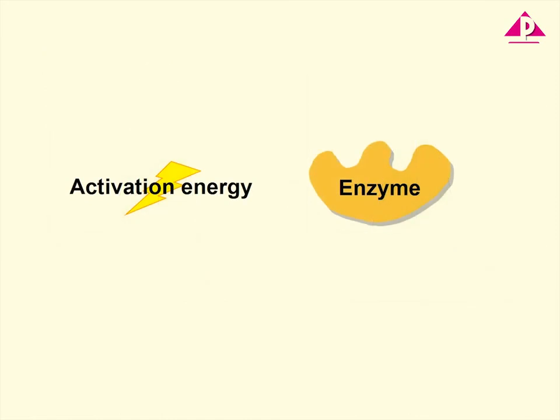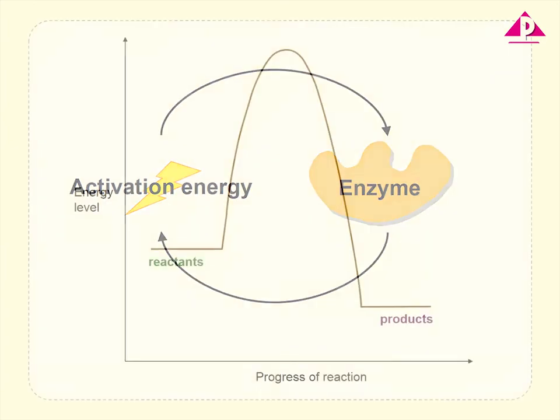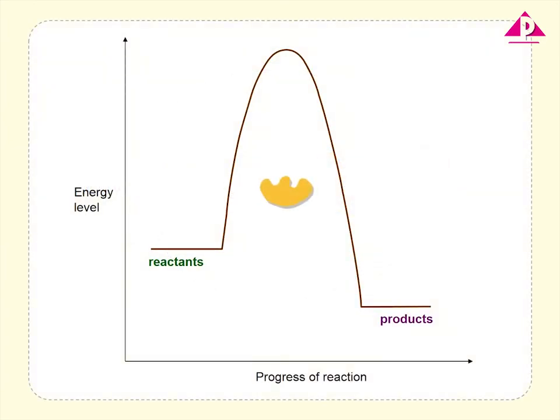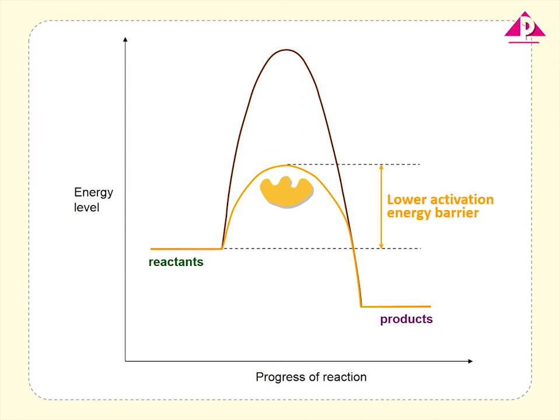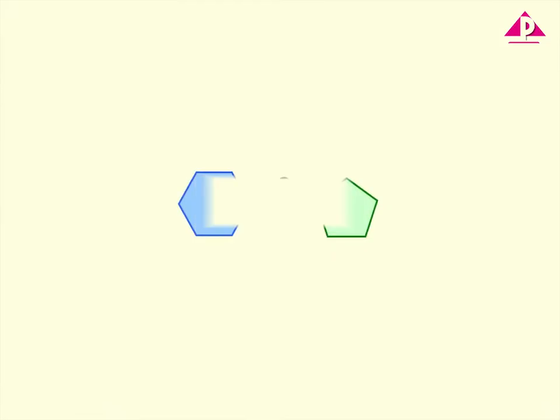So, what has the activation energy got to do with enzymes? Enzymes are biological catalysts in our body. They speed up chemical reactions by providing an alternative pathway with a lower activation energy barrier. Let's take a look at how enzymes catalyze the hydrolysis of sucrose.